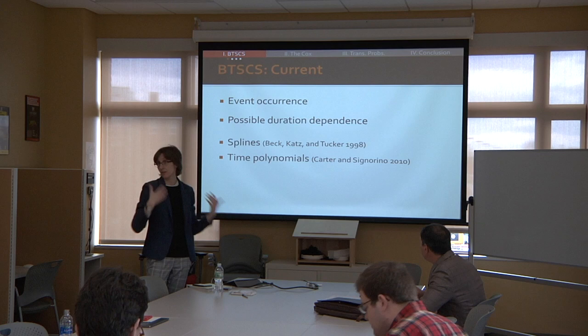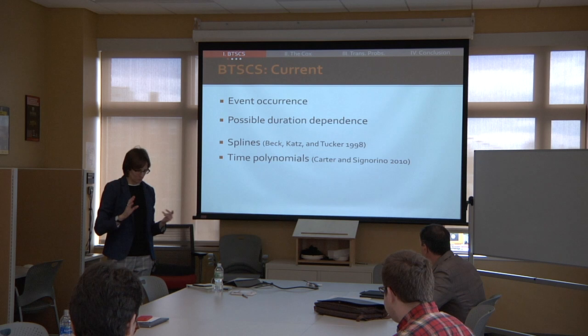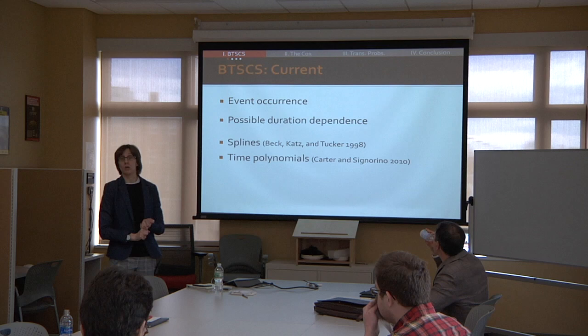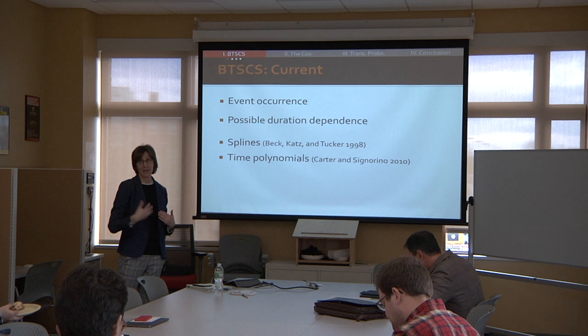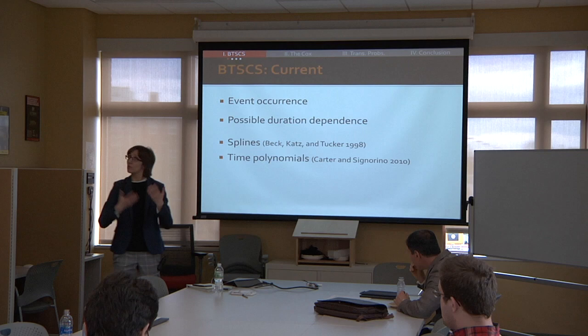More recently, Carter and Signorino have said, yeah, you could spline, but splines can also be complicated, in that if you're not aware of these complications and thoroughly thinking about the decisions you have to make, like how many knots for these splines, where to put the knots, what type of splines, there's a chance that you may do more harm than help. So what they advocate is just use a time polynomial. Take t squared, t cubed, throw all of those on the right-hand side of the regression. And again, whether or not your event happens is now a function of time.